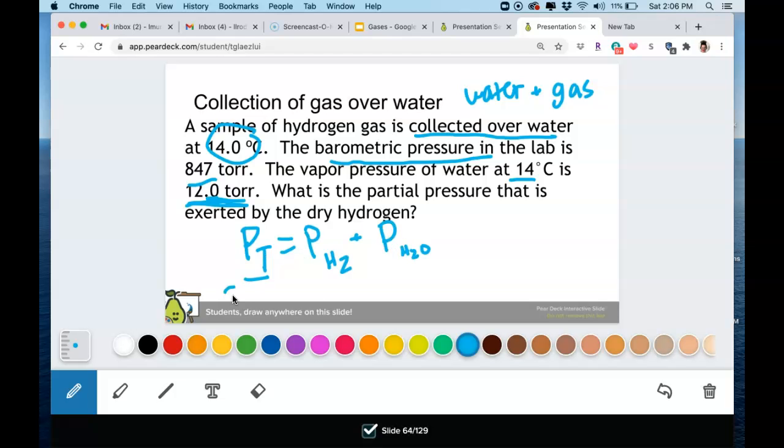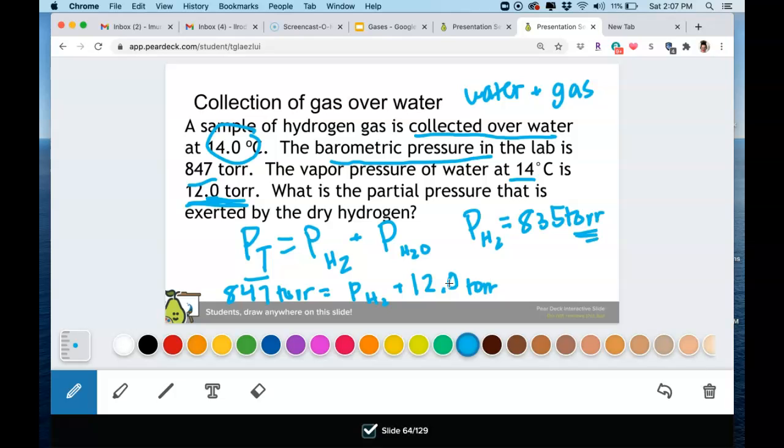So if the total pressure of the room is 847 torr, and I want to know how much of it is just the gas, the 12 is the water, so you subtract 12 from both sides. 847 minus 12 is 835. So the pressure coming from the hydrogen gas, the majority of it, is 835 torr. But you had to account for the tiny bit that comes from the fact you are collecting a gas over water. Sometimes they call this the dry gas, since we've taken the water out, mathematically. So this is the pressure of the gas you collected.